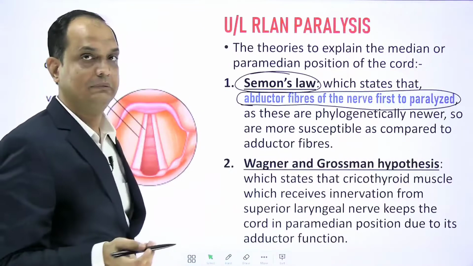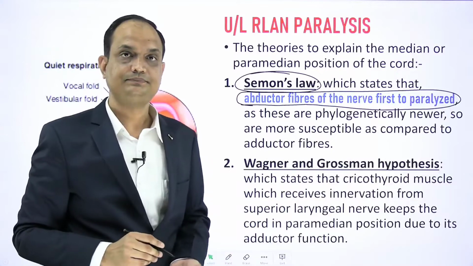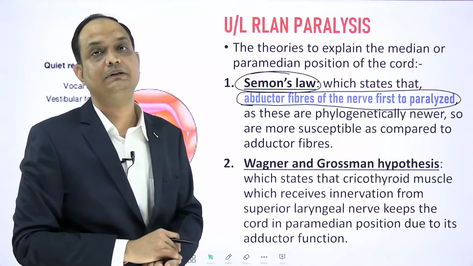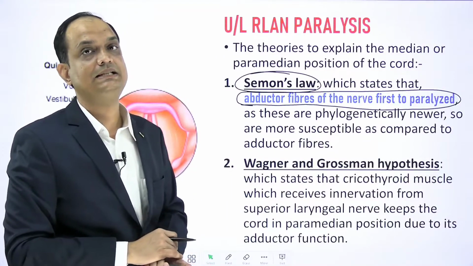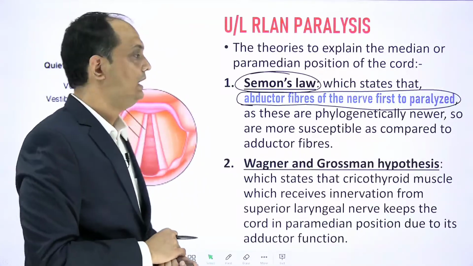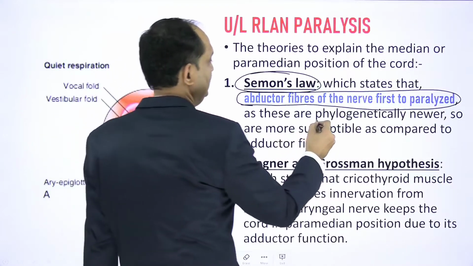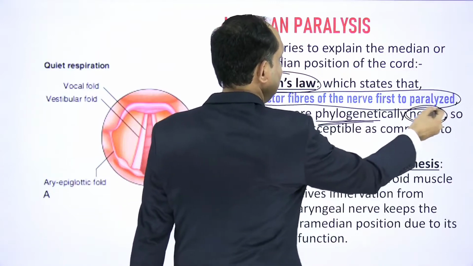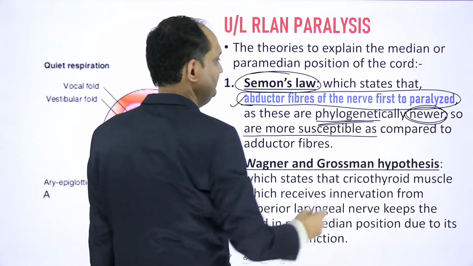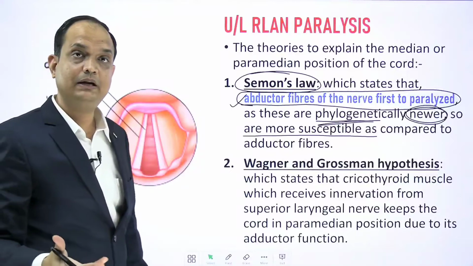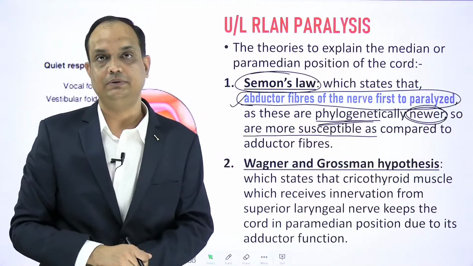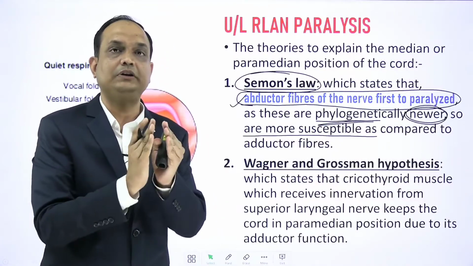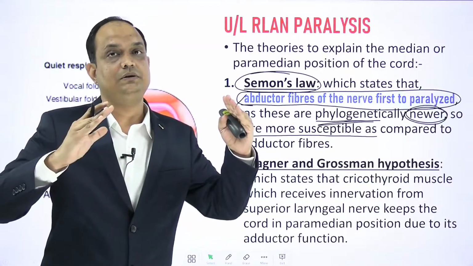There are two sets of the muscle, abductor and adductor. Now this law said that the abductor fibers are first to be paralyzed as compared to adductor fibers. Why does it happen? Because phylogenetically the abductor fibers are newer, and because they are newer fibers, they are more susceptible to involvement as compared to the adductor fibers. So because of this theory, adduction is still possible as compared to abduction.